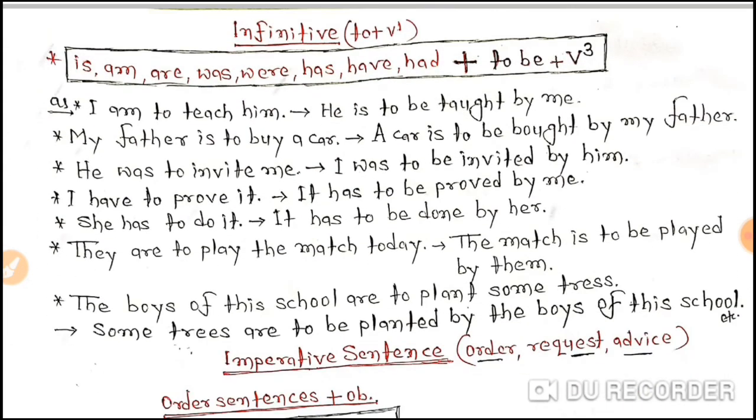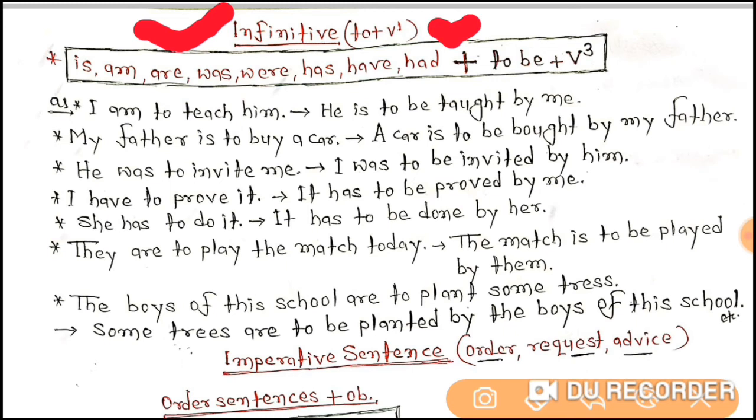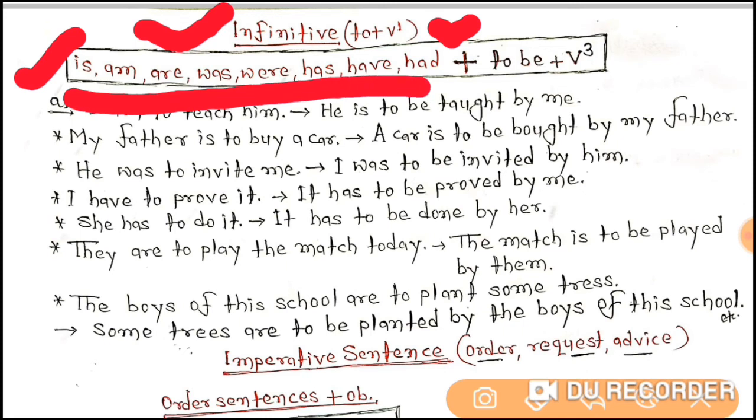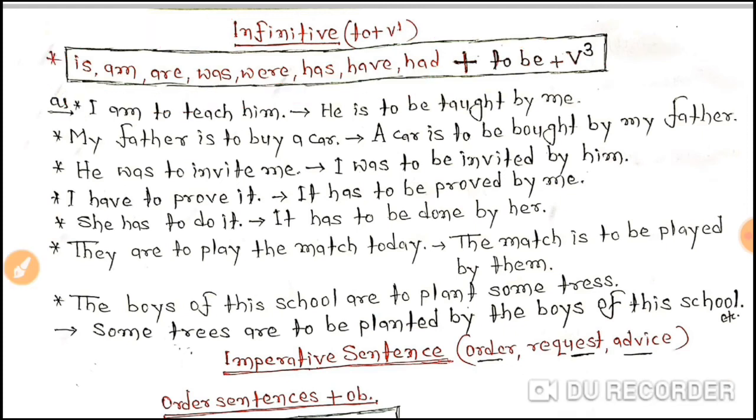Students, now let's understand some sentences changing into passive voice. The sentences will be infinitive. Infinitive means to plus the first form of the verb. So in case of changing infinitive sentences, to plus V1, into passive voice, you have to use this formula. Helping verbs, you can see here in the box, helping verbs, and then to be, and then V3. Remember this. Clear, students? Now let's understand it with the help of some examples.